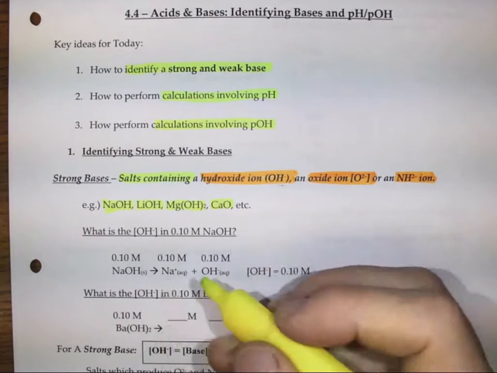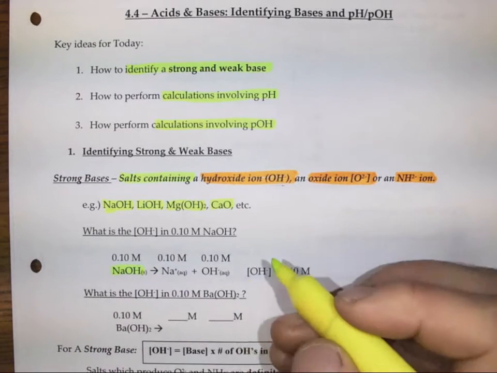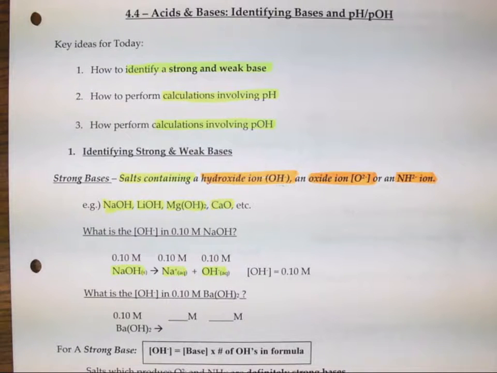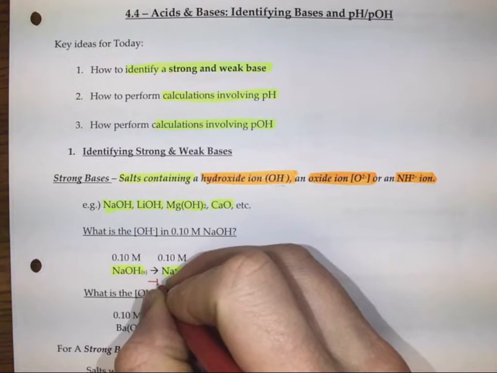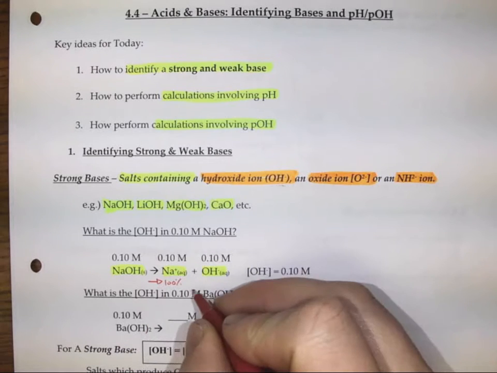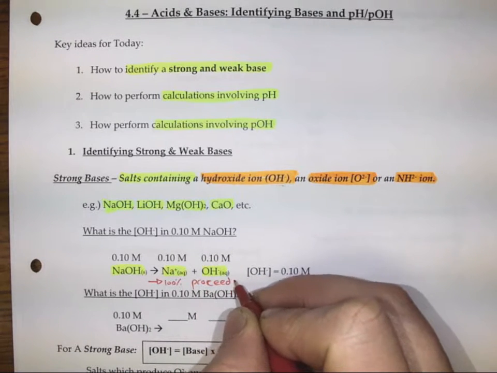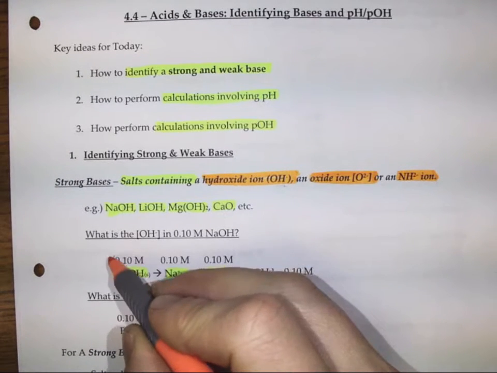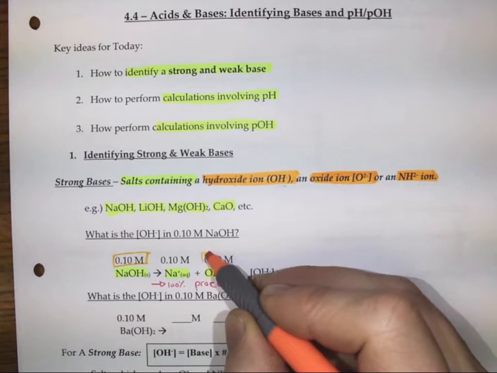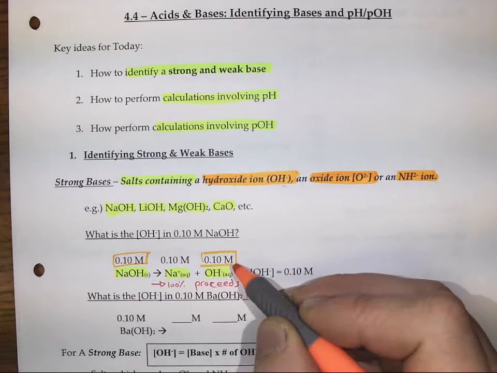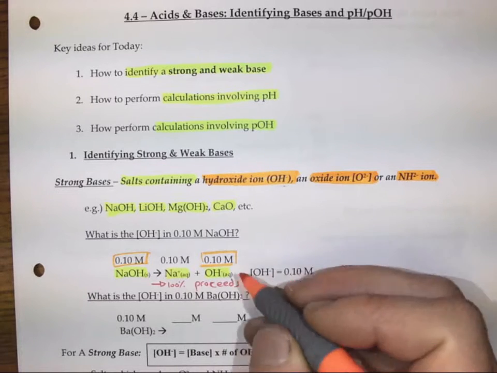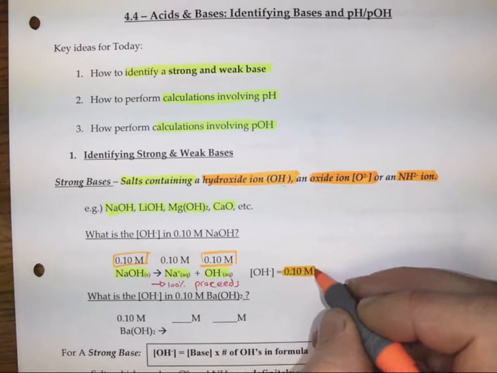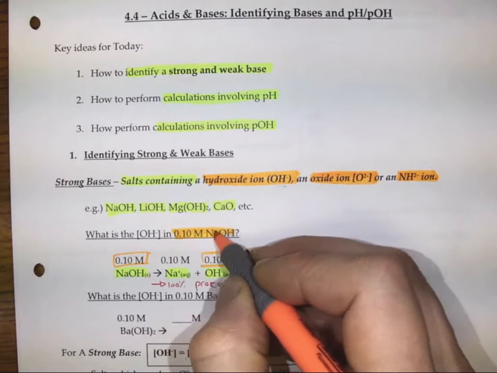Pretty simply, because NaOH, sodium hydroxide, will dissociate entirely into sodium ions and hydroxide ions, and this occurs 100%. That means that the number of moles of sodium hydroxide for every liter that you started with is equal to the number of moles of hydroxide for every liter. So when we're done, the concentration of hydroxide ions is actually the same as the concentration of our sodium hydroxide.